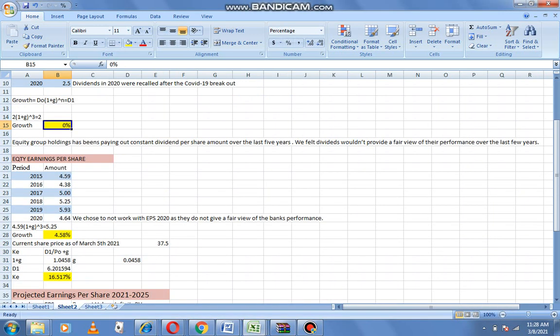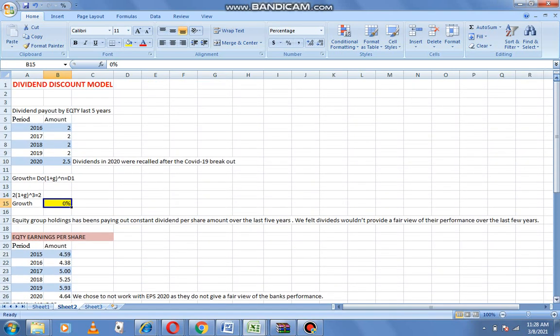So for this KE, let's take an example. This is Equity, the work that I did on Equity. When we come up here, we can see that from 2016 to 2019 they have been paying consistent amounts of dividends, and in 2020 they paid a dividend of 2.5, but after the COVID-19 outbreak they recalled those dividends, because Equity normally pays out dividends around March. That's when COVID came and they recalled. So we cannot work with this 2.5. Working with 2% all through gave us a growth rate of 0, and we can't work with that.